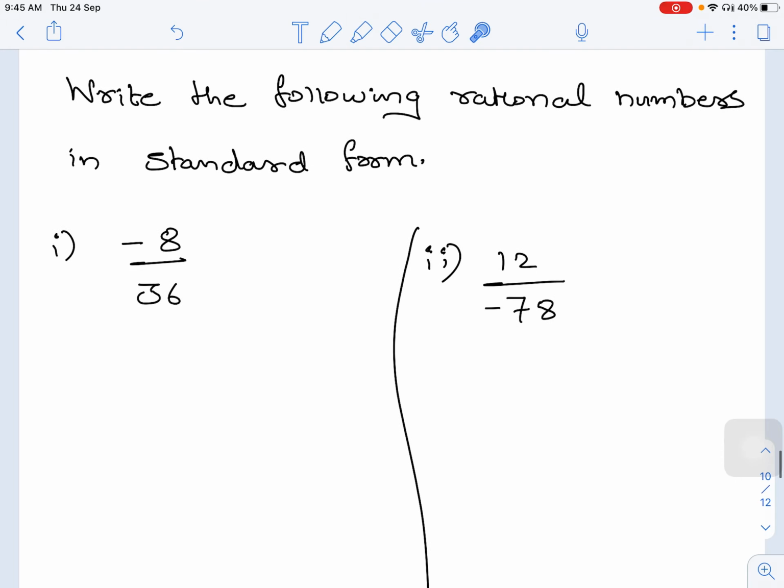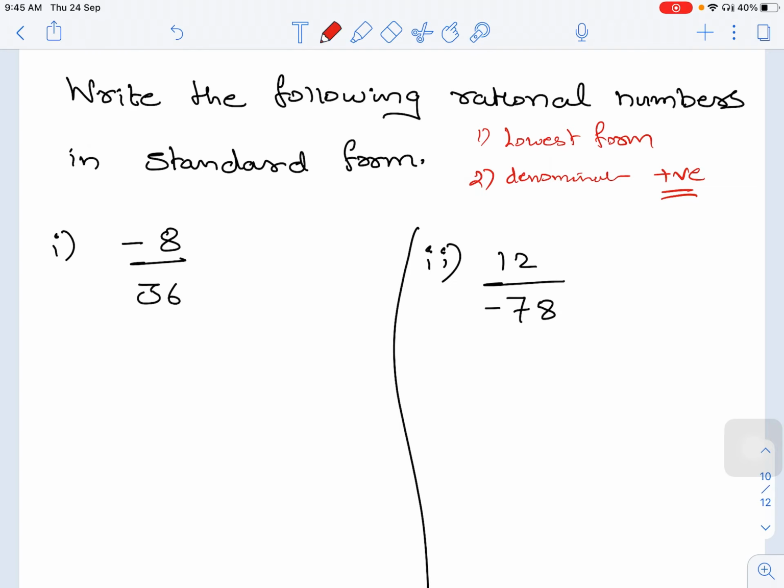Okay, now next example. Now in next example it is given that write the following rational numbers in standard form. Already we have learned, for a rational number to be in standard form, two conditions are there. Okay, what are the two conditions? First condition is that it should be in lowest form, and second condition is that denominator should be positive. Okay, so in each of this example we have to follow this procedure.